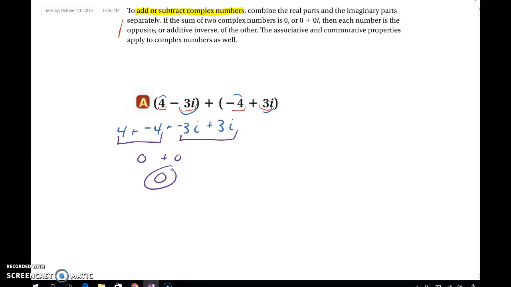All right, when we have two complex numbers, an a plus bi, that when we add them gives us 0, then that means that these two are additive inverses of each other. So these two are additive inverses, because when we combine them, they equal 0. All right, we're going to do one more problem where we're adding or subtracting complex numbers.